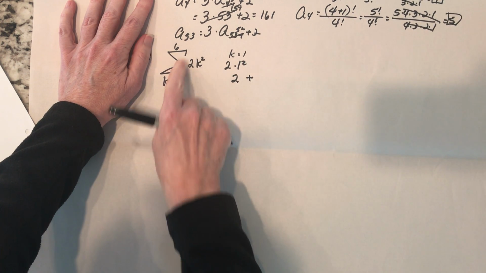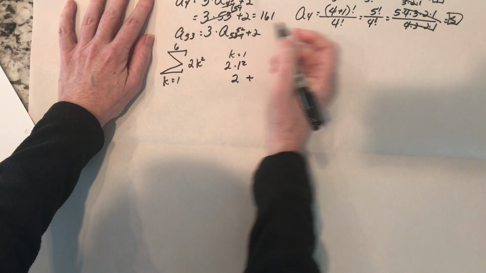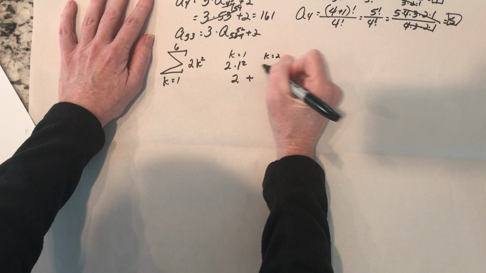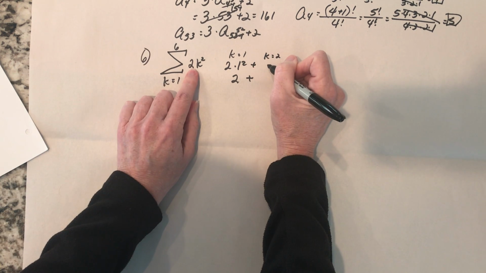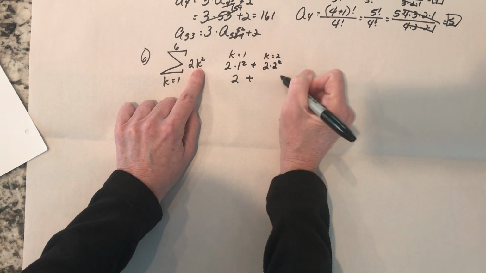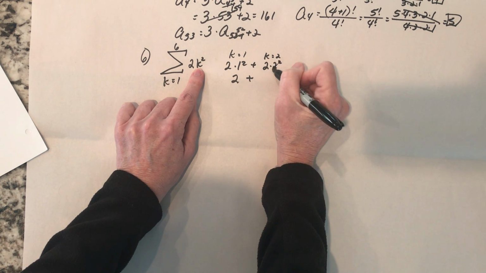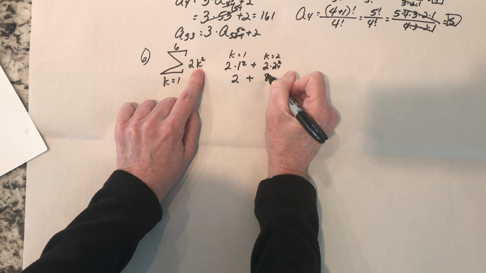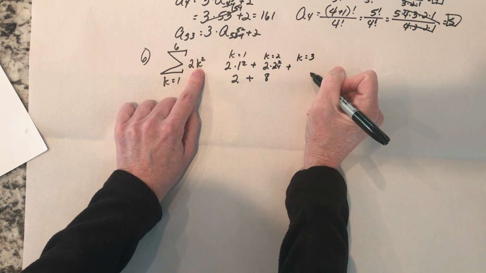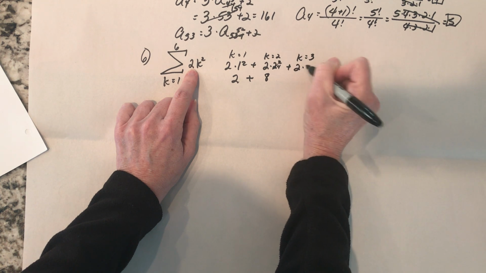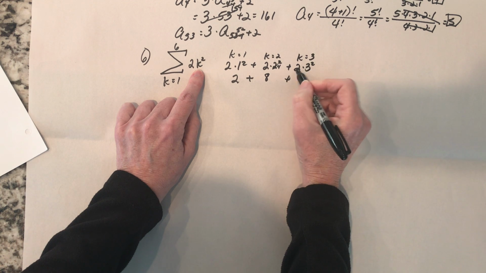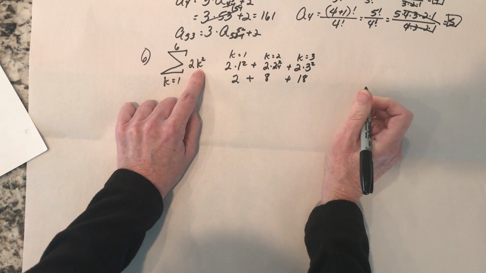Then we're going to add that. That's what the summation is about. We're going to add that where k equals 2. So when k equals 2, the formula is 2 times k, a 2 here, squared. Take care of this first, that's a 4. 2 times 4 is 8. Then we've got where k is 3. Let's take our formula, 2 times k squared. 3 squared is 9. 2 times 9 is 18.